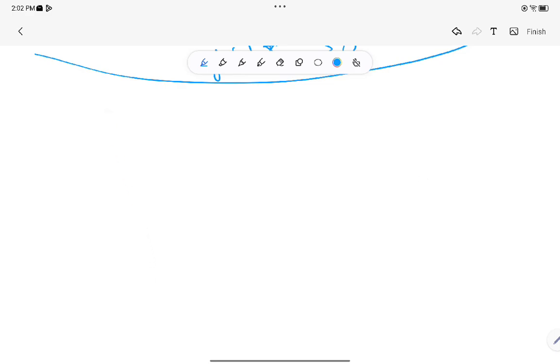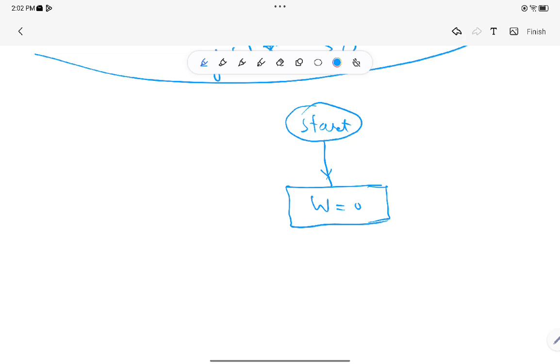What we do, we start and then take the value of w. Here is w. Put w equal to 0. We give this value to w. It is we who give this value to it. We start with w equal to 0. This is called initialization. You initialize w to 0. The w vector has all the components 0.